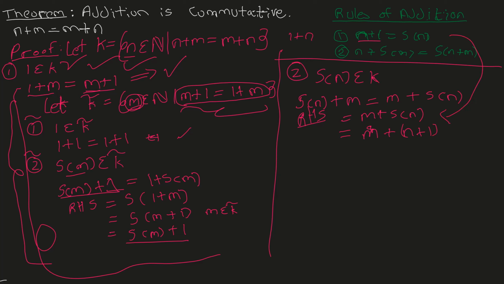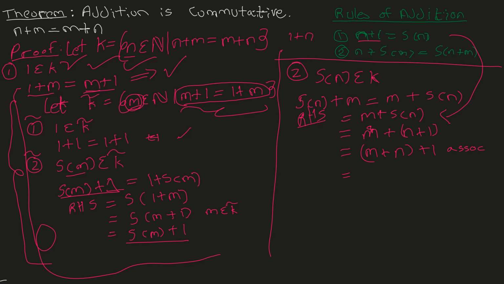Successor of n is the same as n plus 1. So now we can write it as (m plus n) plus 1. Remember, we get this from the associativity of addition, which we proved before. So we can now rearrange the brackets the way we want, because we proved it before. So we can use the theorem we proved before to prove the commutativity of addition.